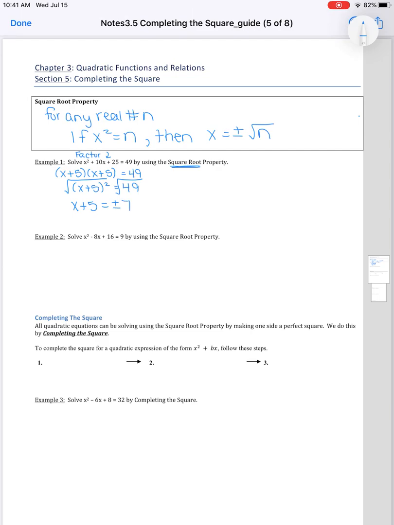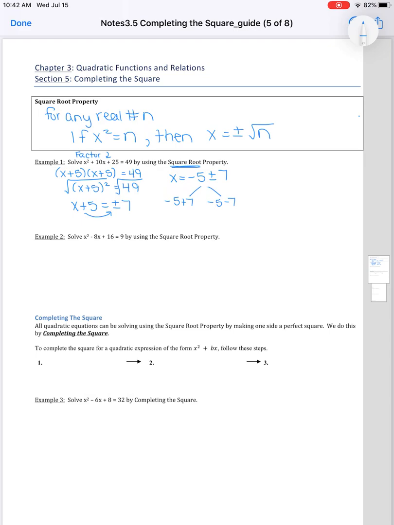Now, the square root property says that in order to get rid of a square, we have to take the square root. So I'm going to square root the left and square root the right. The left-hand side just becomes x plus 5. The right-hand side is plus or minus 7. Now I have to solve for x. So I'm going to bring the 5 over and put it in front. So it's negative 5 plus or minus 7.